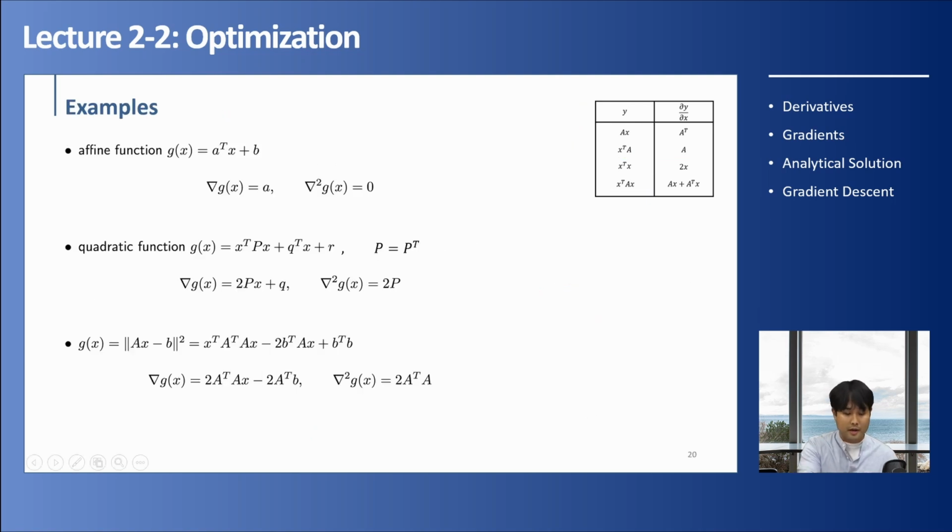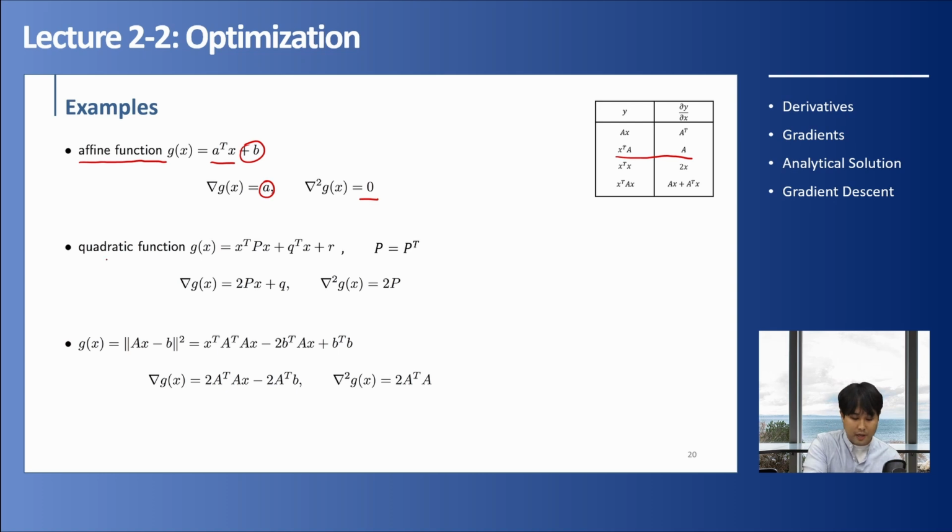So first of all, we have something called an affine function, which is something that looks like a linear function, except that we have this bias term at the end, implying that the function is not actually linear. In this case, because we have a constant term, if we take the gradient of this part, according to the table, we end up with a. And if we compute the gradient a second time, because we have a constant, we end up with 0.